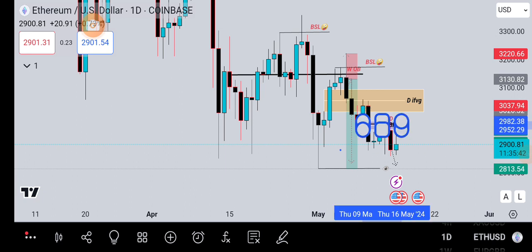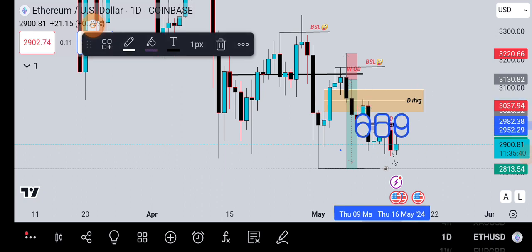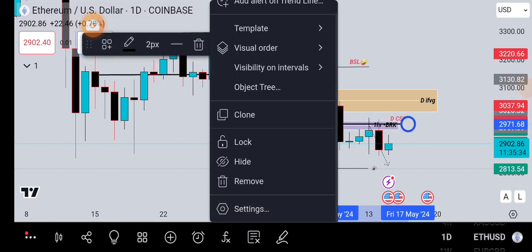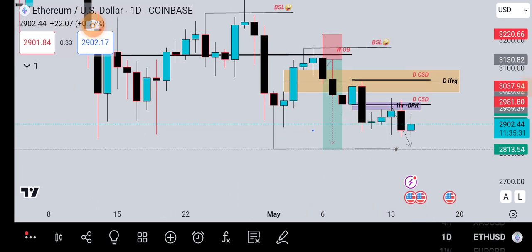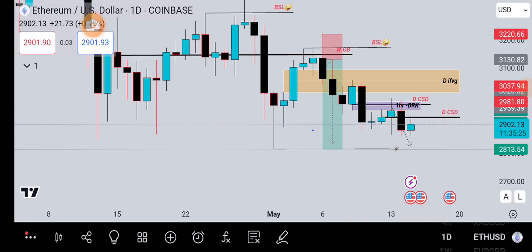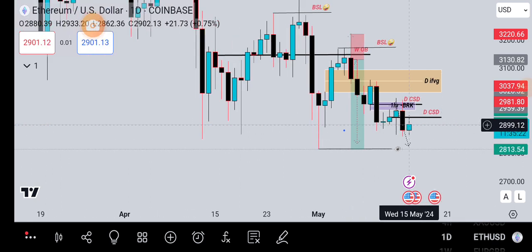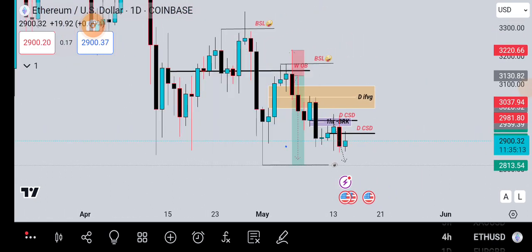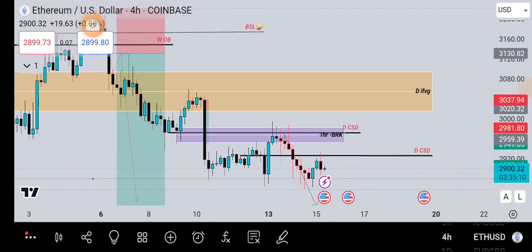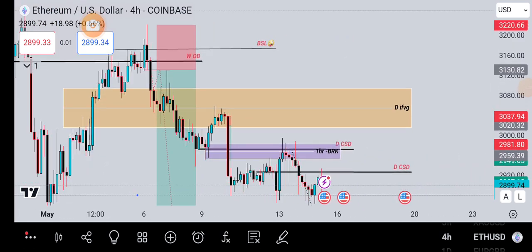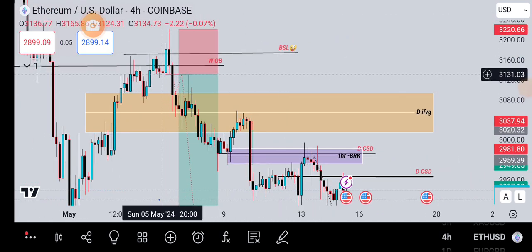Let me mark that opening price of this daily candle. So I'm taking this and having it there, because you can see this candle has already tapped into the opening price, and that's because we are inside the daily time frame. Now we can go on to the 4 hour time frame to see what we have inside it.